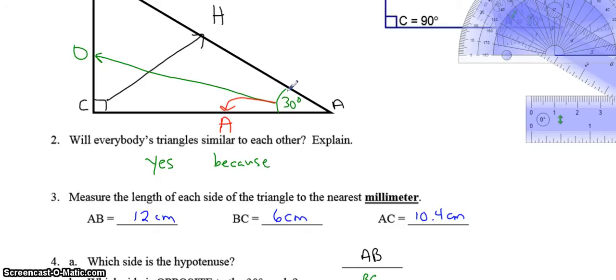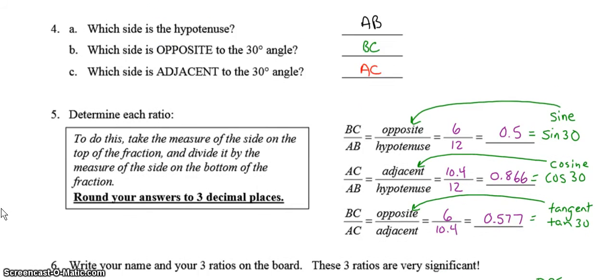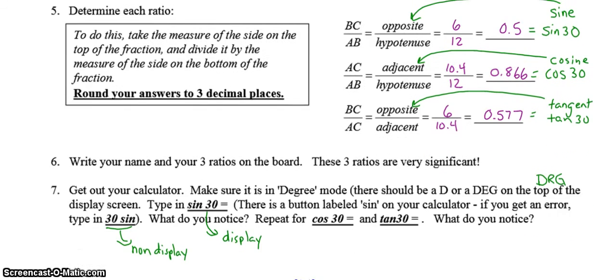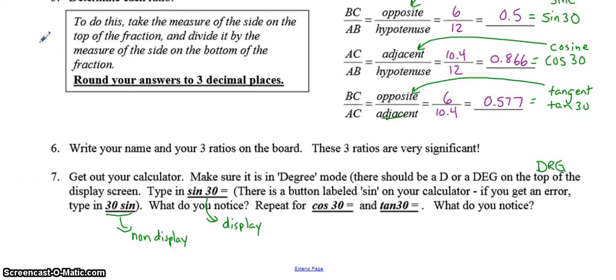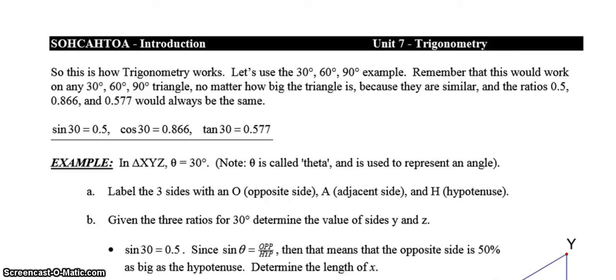Because if you're dealing with a 30-degree angle and it's a right angle triangle, the other angle has to be 60. You've got similar triangles, so no matter how big the triangle is, if you have a 30-degree angle in your right triangle, these would be the ratios of these sides. So let me show you how this works on a different page.